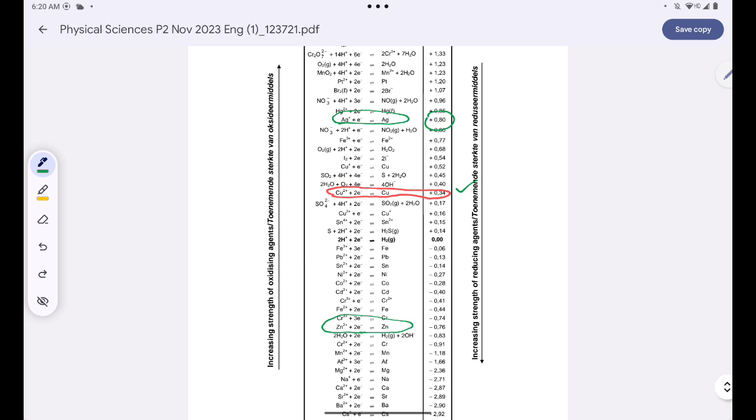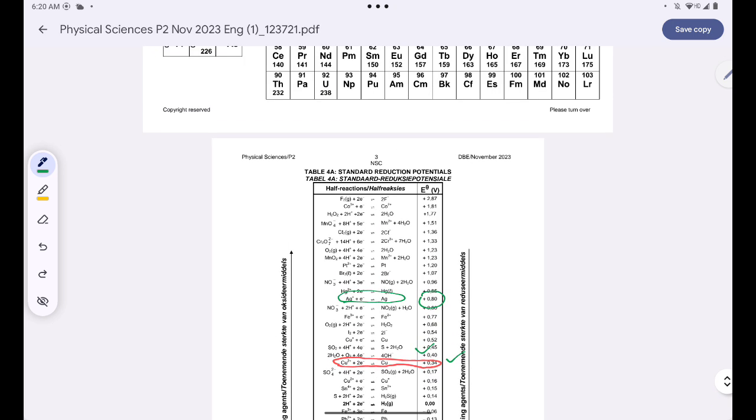Are you together? So in this case, only zinc and copper have the reducing ability, which is more than that of silver. So that's why only copper and zinc are the ones which are oxidized, and silver was not oxidized. Why? Because silver does not have a greater reducing ability. I hope that makes sense, guys.